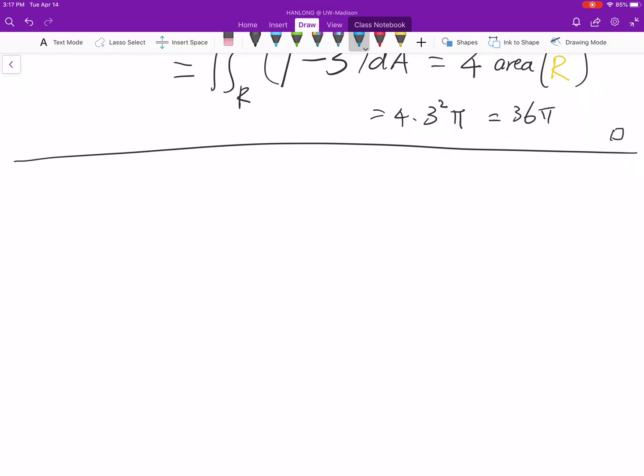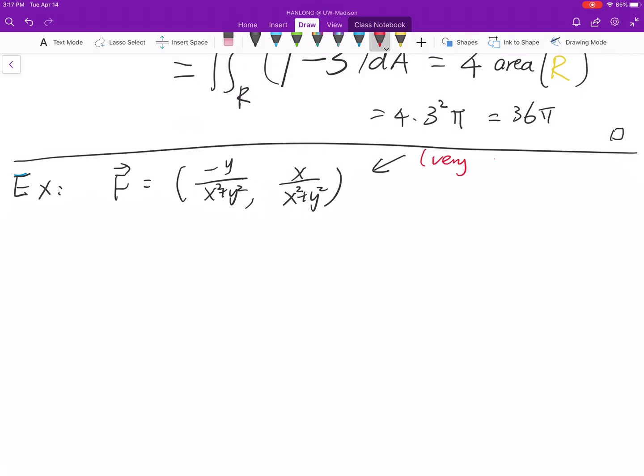So another one I want to mention is the following example. So suppose F is given by this vector field. And this vector field is very special, so I should make a remark. Very special.